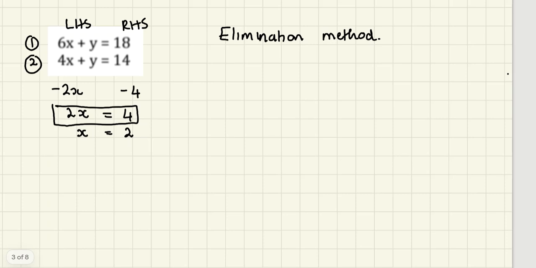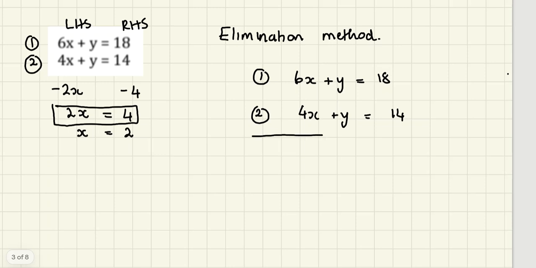So a way to use the elimination method formally is to write this down: 6x plus y is equal to 18. The second equation is 4x plus y is equal to 14. How do I work out the change in something? Well, I'm going to do equation number 1 subtract equation number 2, because that's the difference, yeah? Difference is subtraction, right?